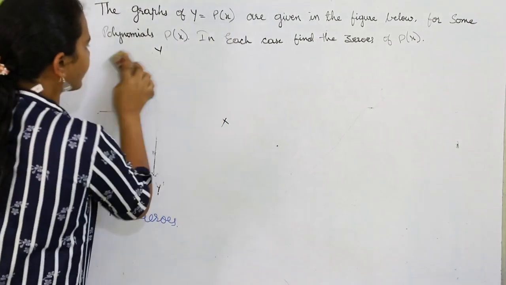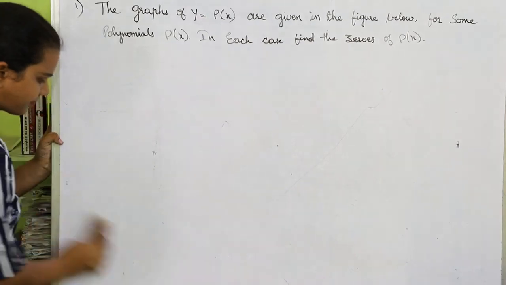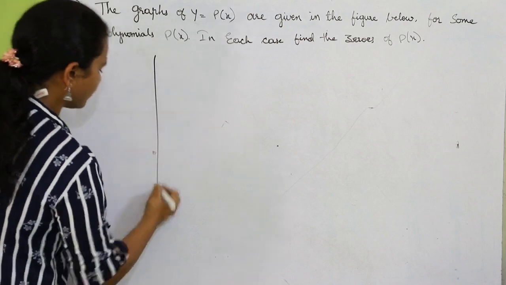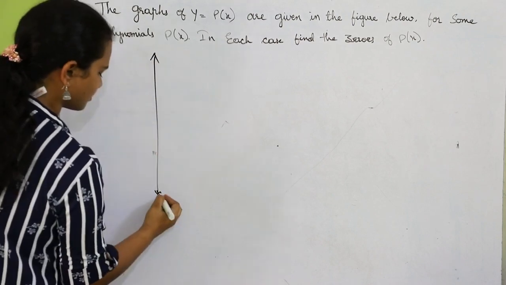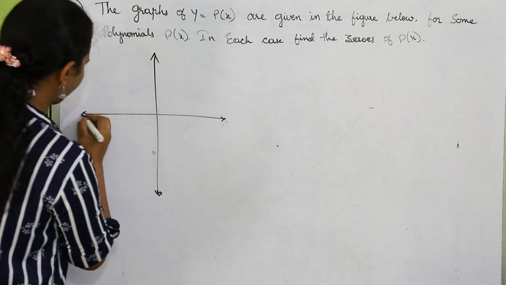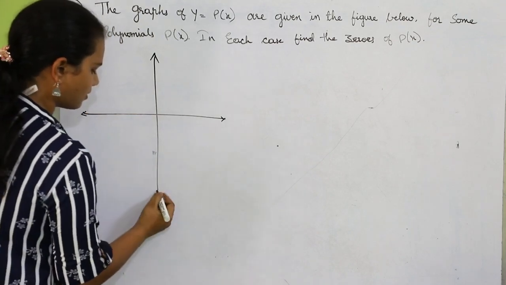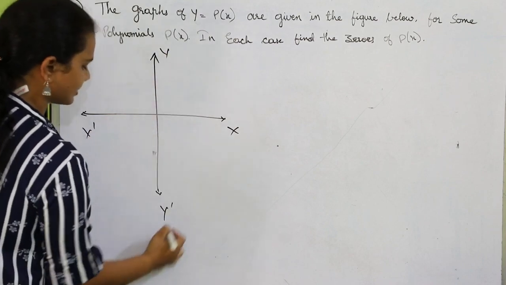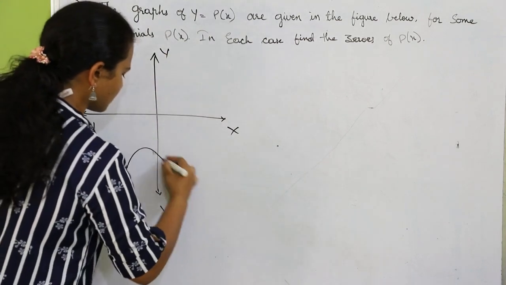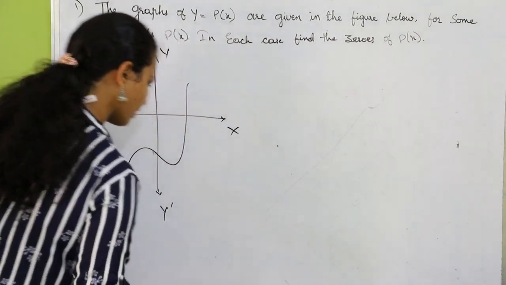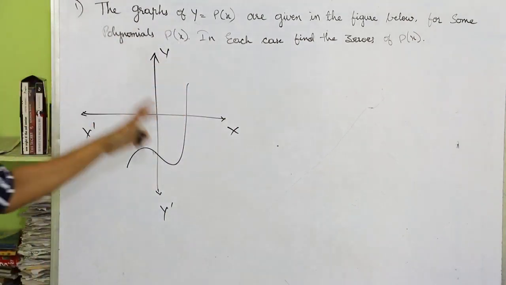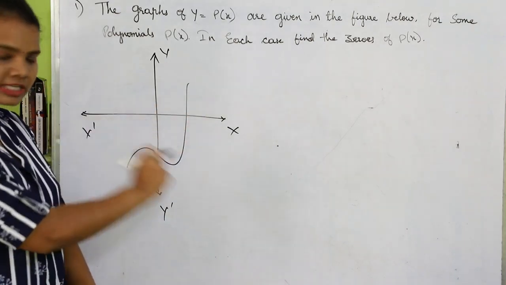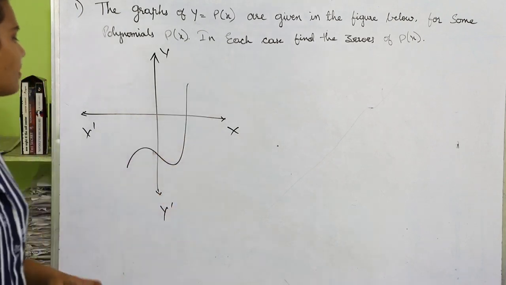Second figure. Okay, let me draw over here. This will be the graph. So, x dash, y dash, and what is the figure over here? This gives something like this. So, how many zeros are there in this given polynomial? Find the zeros of the polynomial from this given figure. What would you do? You just round it.